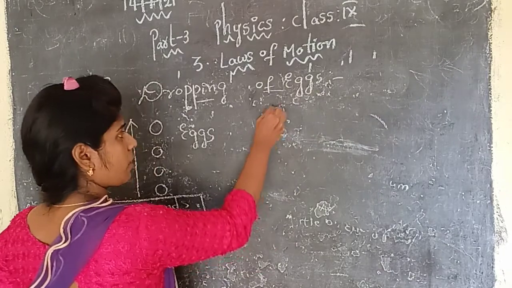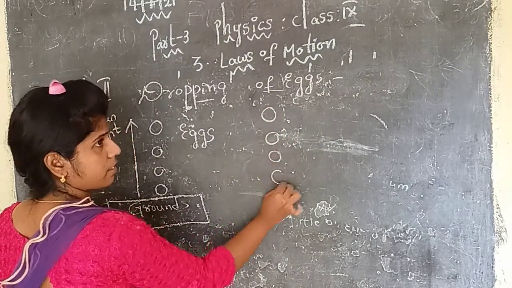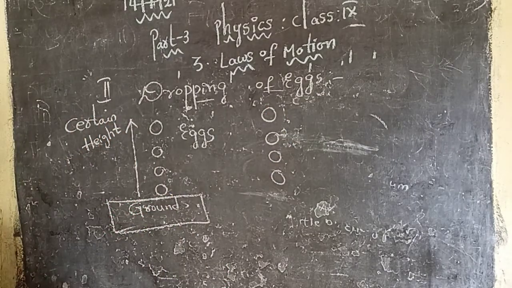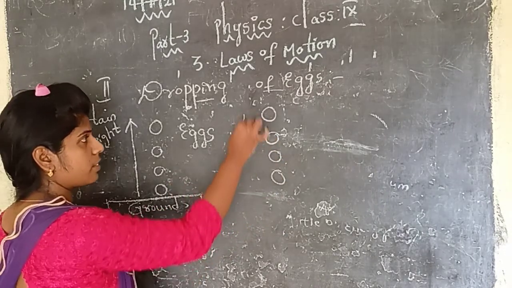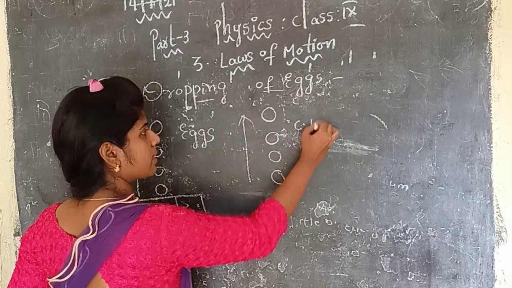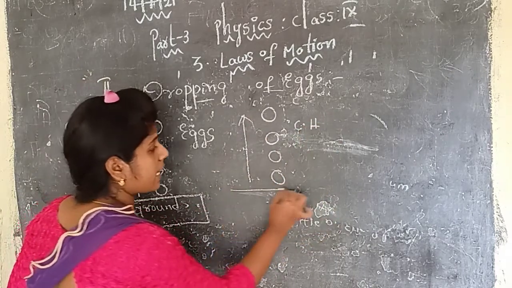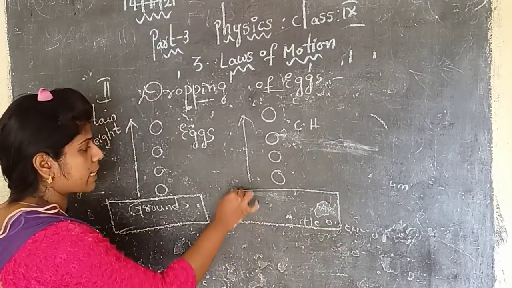Similarly, select two more eggs. Now drop them from a certain height. But in this case, you are placing a cushioned pillow.